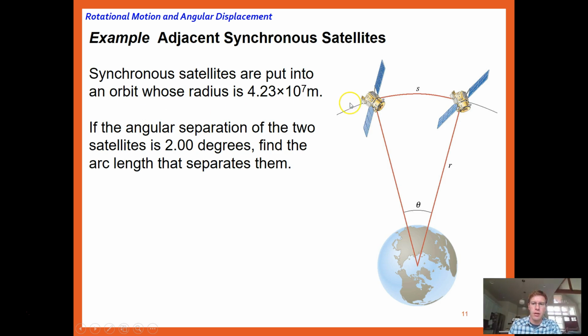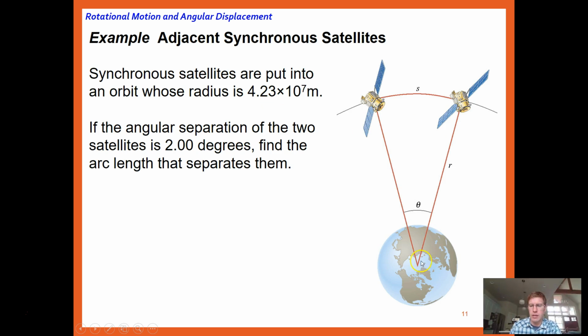All right, so synchronous satellites, geosynchronous satellites, ones that stay over the same exact place on the Earth, as we discovered and calculated earlier in the semester when we were looking at uniform circular motion. They orbit, if you have a circular orbit, at a distance away from the center of the Earth of 4.23 times 10 to the 7th meters.